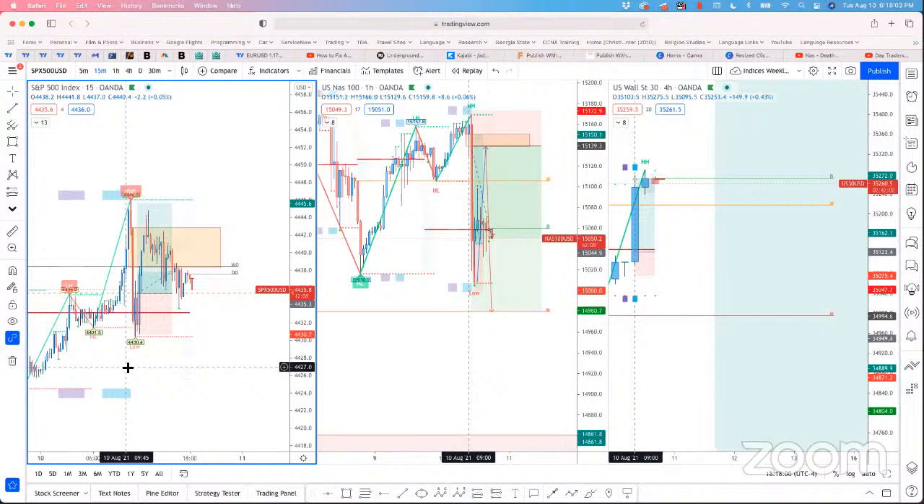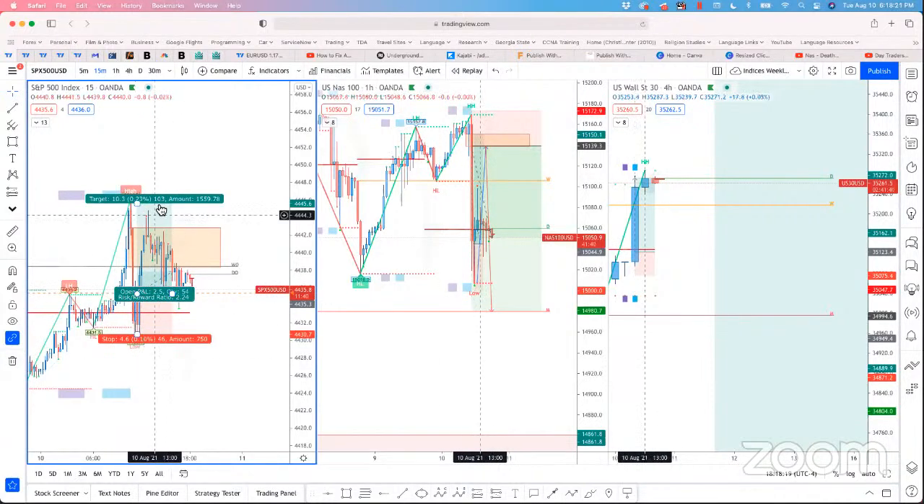Can you do that on any pair? Yeah, you can do it on any pair. You just have to understand on regular FX pairs, you're gonna need to be looking at 20 to 30 pips. On indices, 50 to 100.